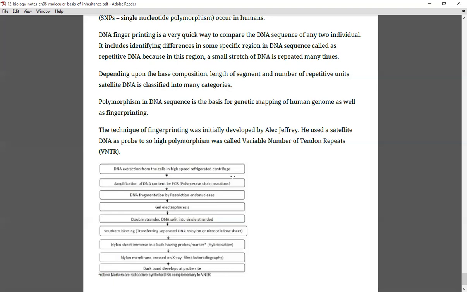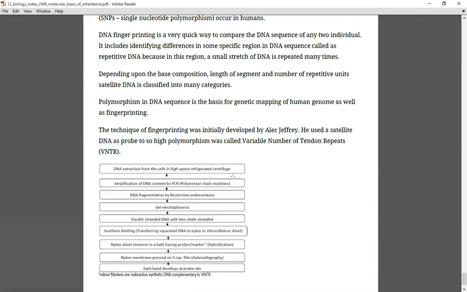The next step is the nylon sheet being immersed in a bath having probes or markers. This nitrocellulose sheet is introduced to a medium containing the markers or probes. These probes are used where the hybridization is going to take place. So there will be the complementary strands of those DNA strands where the hybridization takes place, and some hybrids are formed.